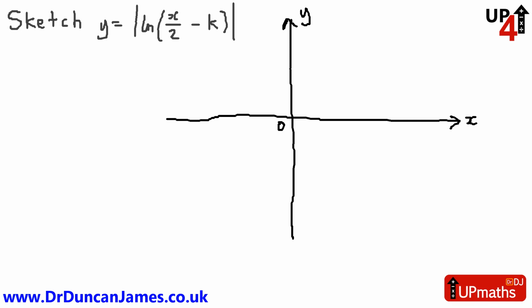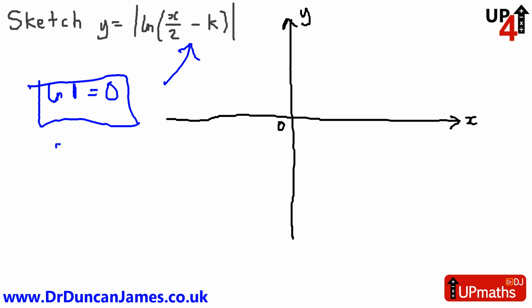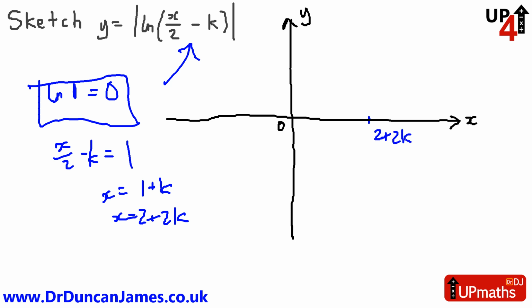I am going to draw this graph initially by looking for when ln of 1 is 0. In which case, I'm just going to find out when is x over 2 minus k equal to 1. That'd be x over 2 equals 1 plus k, so x equals 2 plus 2k. So that's 2 plus 2k.